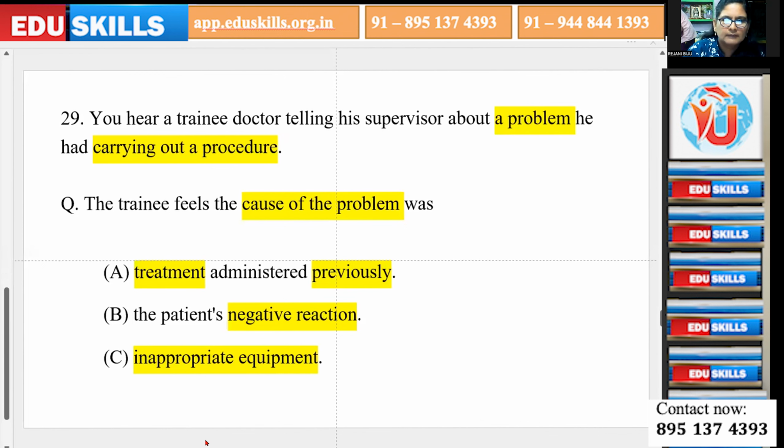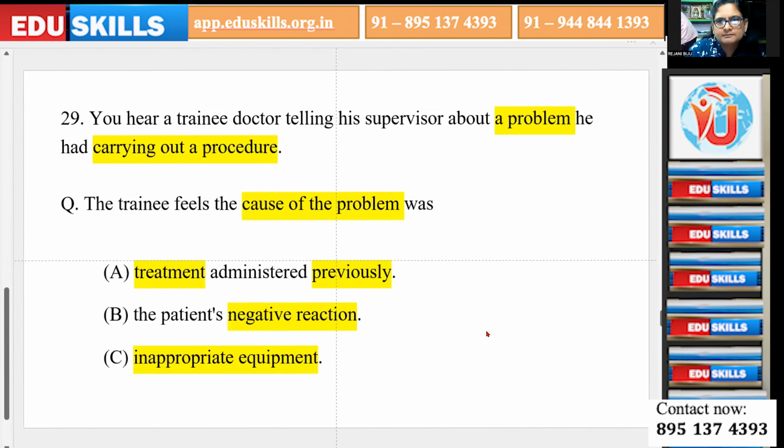Option A, treatment administered previously. Why? Negative reaction, inappropriate equipment he did not use. And the second option is the patient's negative reaction.